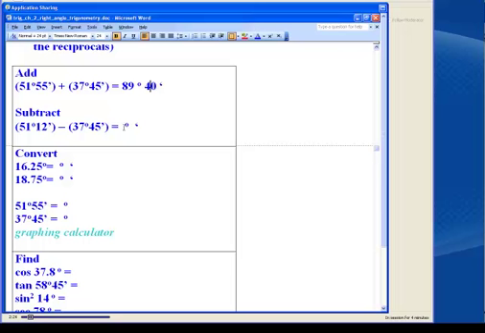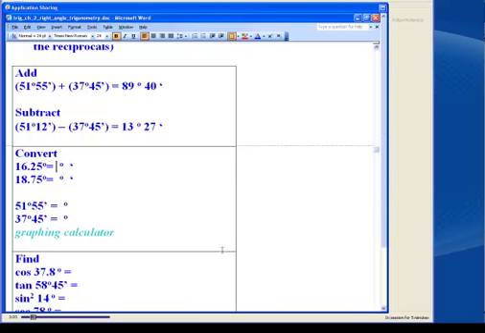Subtract: 51 minus 37 is going to be 14 degrees. And then 12 minus 45 on the minutes, well, we have to borrow. We borrow a degree, so 13 degrees, which bumps the minutes up to 72, as 1 degree is 60 minutes. So 72 minus 45 then comes out to 27 minutes.